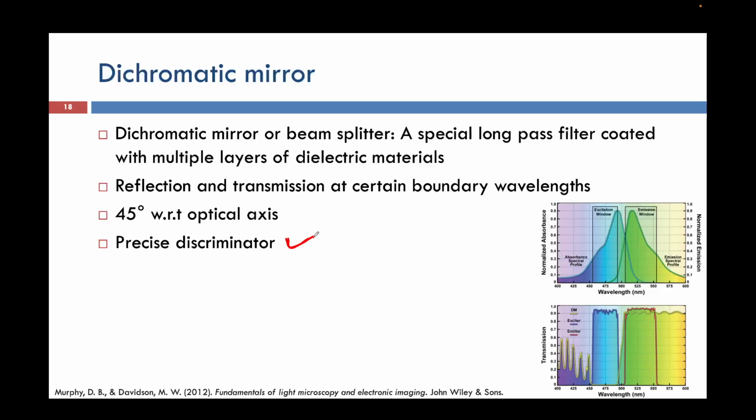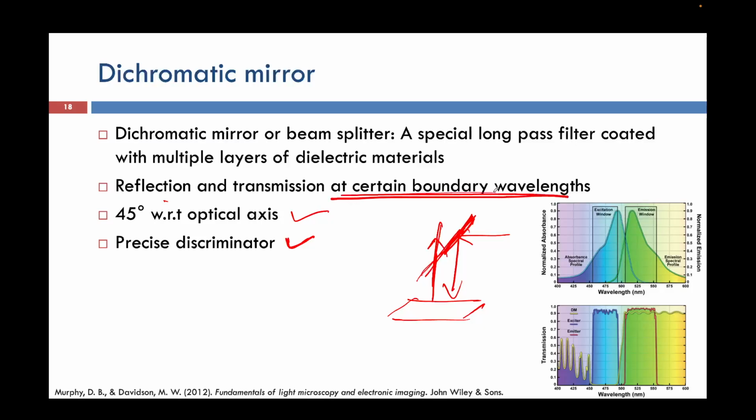The dichromatic mirror is a precise discriminator, and it stays at 45 degrees with respect to the optical axis, like this. This is the source, this is going, and then this is the specimen, and then this is allowing like this. So it is clearly discriminating between the rays, reflection and transmission. And it is designed in such a way that only at a certain boundary wavelength, it is allowing a certain wavelength to reflect, and it is allowing a certain wavelength to transmit. So this is the role of a dichromatic mirror.